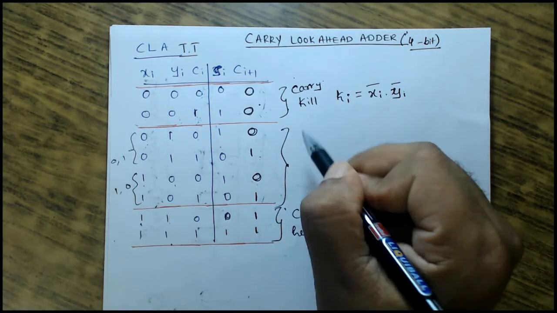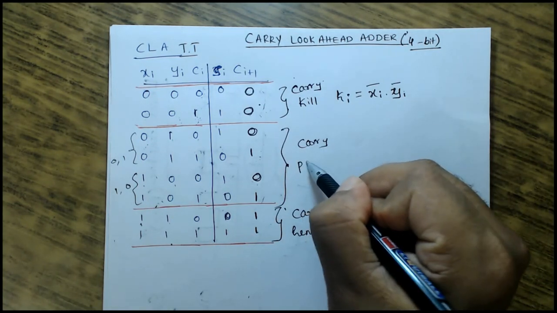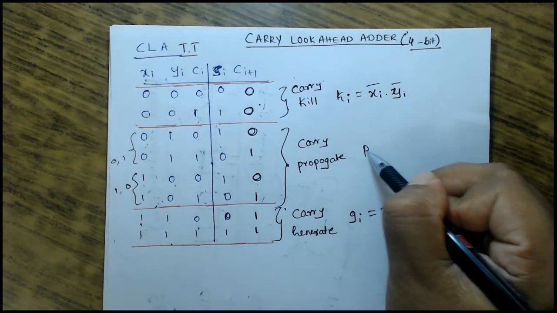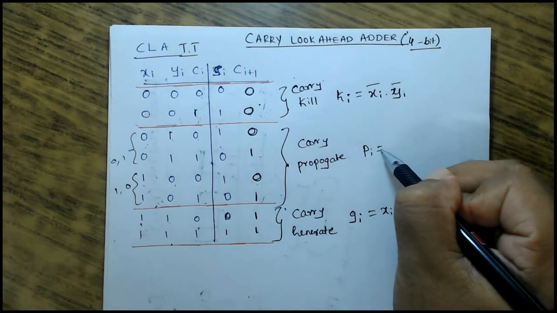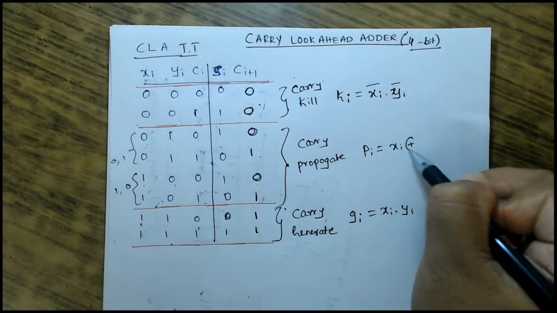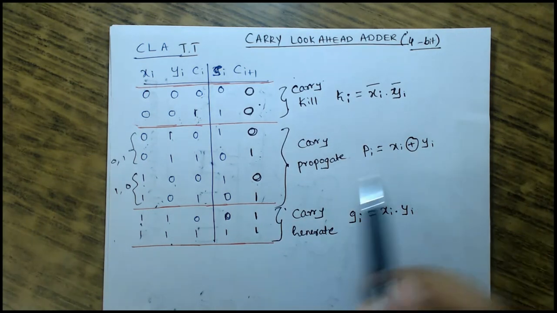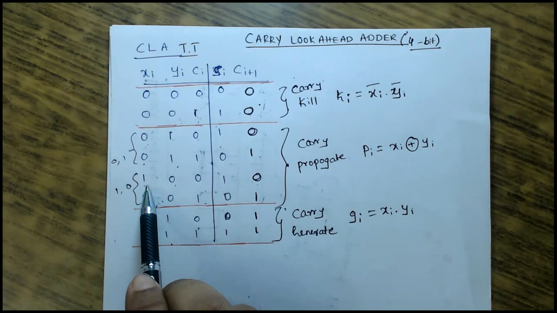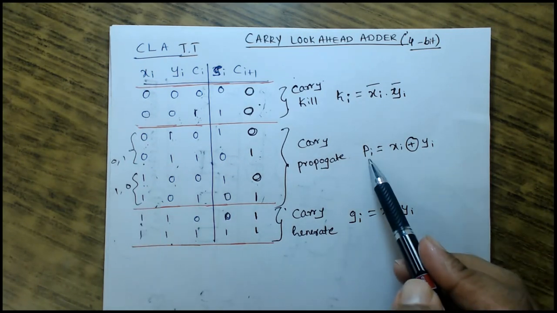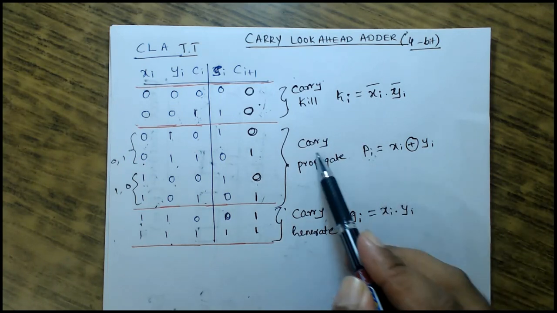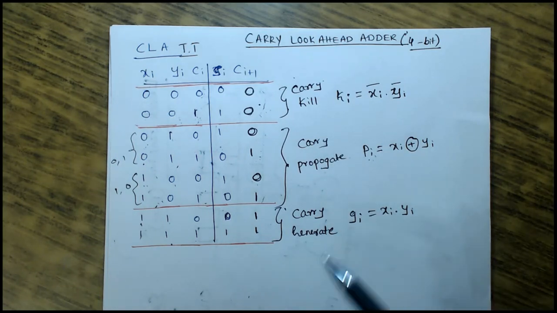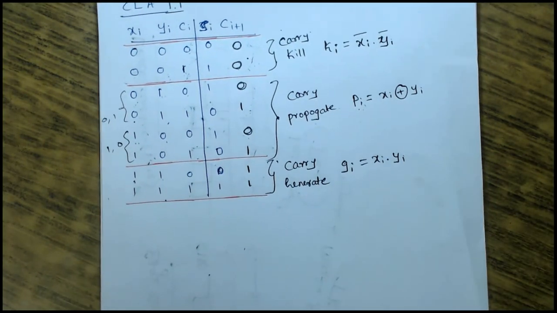So this set I call carry propagate. The carry propagate expression I write as Pi, and it happens when X and Y have different logics. How to check that X and Y have different logic? When X is 0 and Y is 1, or Y is 0 and X is 1, in that case your propagate will give you logic 1. So when Pi is logic 1, your carry should be propagated as it is. This is the meaning of carry kill, carry propagate, and carry generate. Now with this information we proceed further.